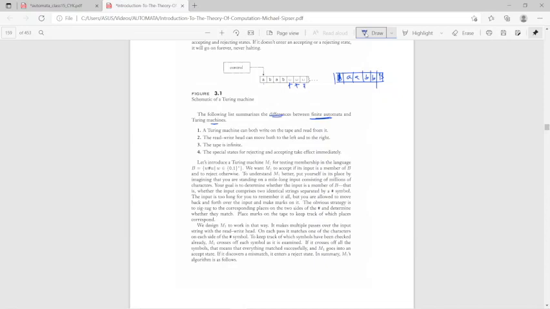That is, the Turing machines can both write on the tape and read from it. The read write head can move both to the left and the right. It can move left, it can move right. The tape is infinite and there are special states for rejecting and accepting.